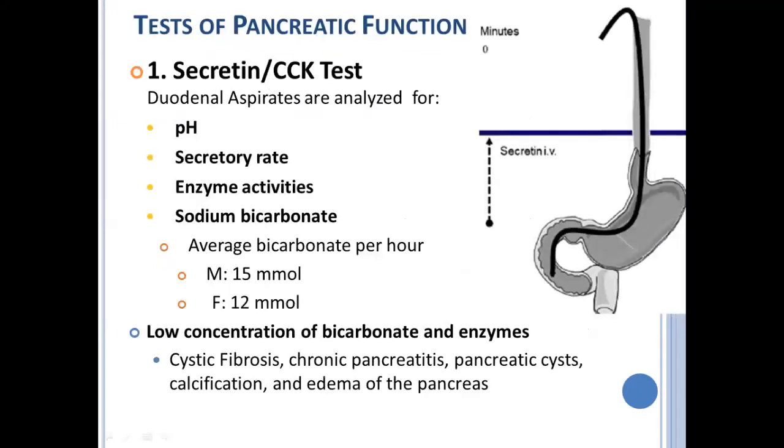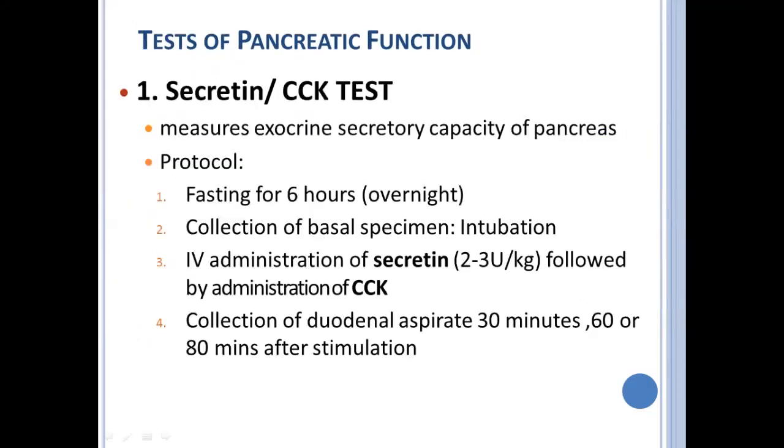Pag sinabi mong invasive, ang tube ipapasok hanggang doon sa duodenum. Okay, so may tube na ipapasok doon. So, ang specimen mo dito ay duodenal aspirate, the fluid coming from the duodenum. So, anong ginagawa? Fasting para walang laman.